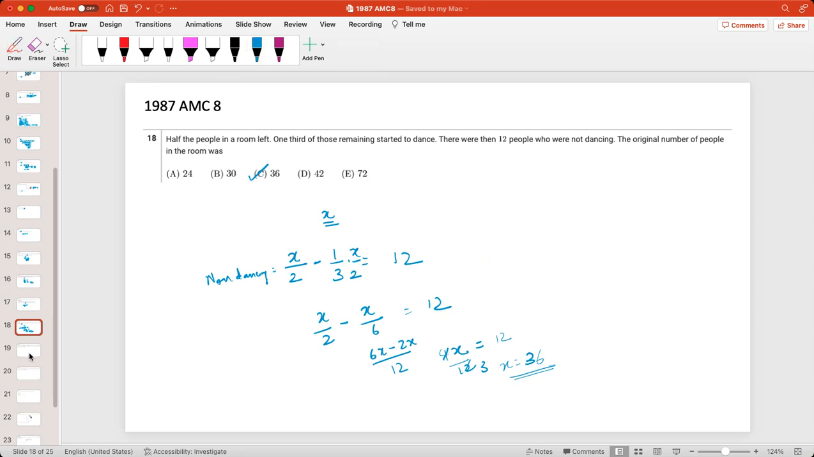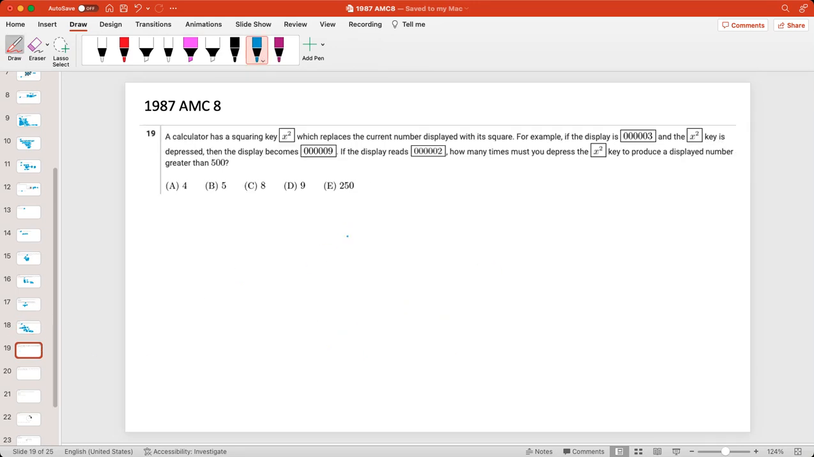Go to the next question. A calculator has a squaring key, x square, which replaces the current number displayed with its square. For example, if the display is 3 and x square is pressed, then the display becomes 9, the square of 3. If the display is 2, how many times must you depress the x square key to produce a displayed number greater than 500? So simple.